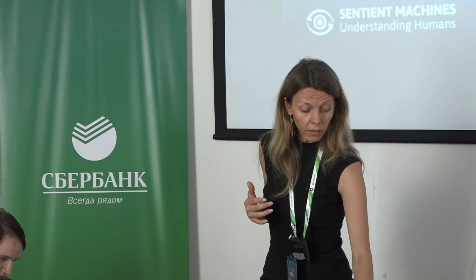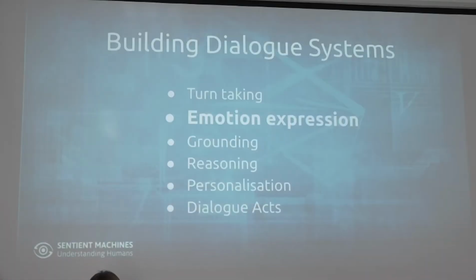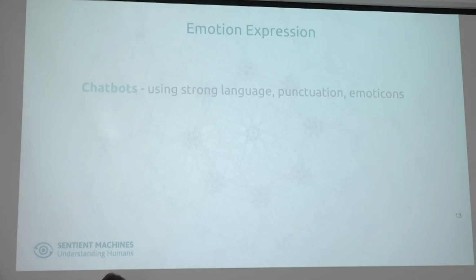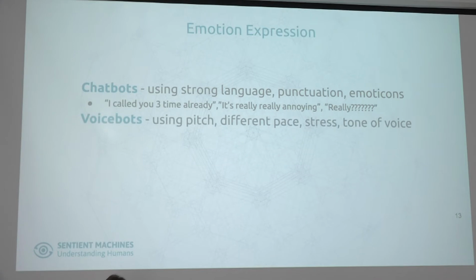The next concept I've already mentioned a little bit, which is around emotion expression. When we are talking and when we are typing, we use our language differently. The cognitive process is different. With voice, we can also express certain features, like if we are unhappy, we could just shout. With chatbots, as I mentioned, it's usually punctuation, strong vocabulary, and emoticons as well.